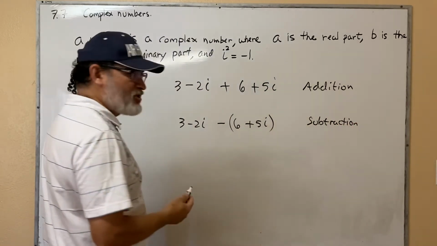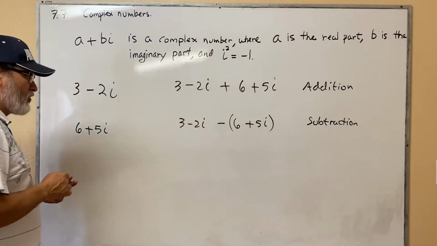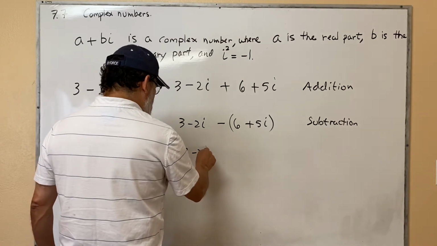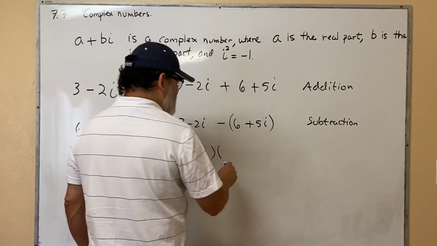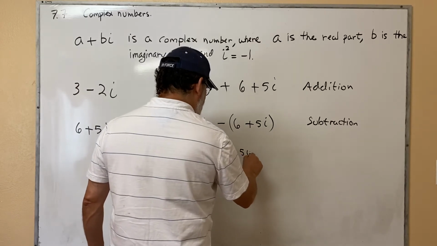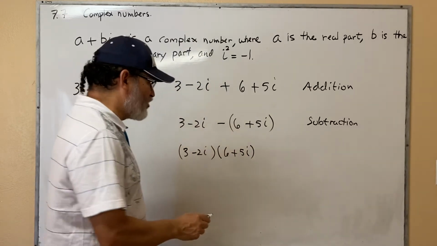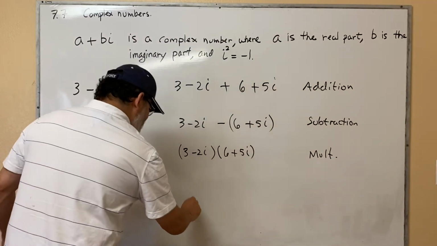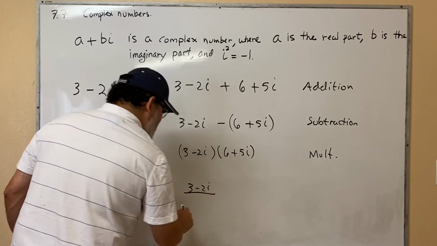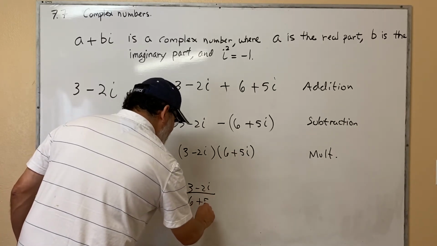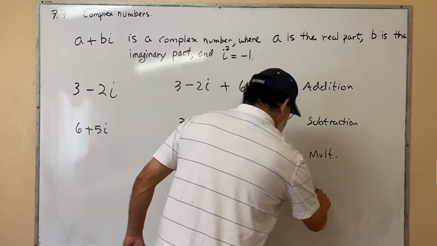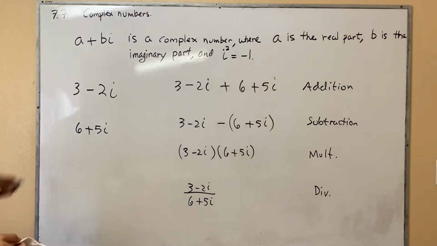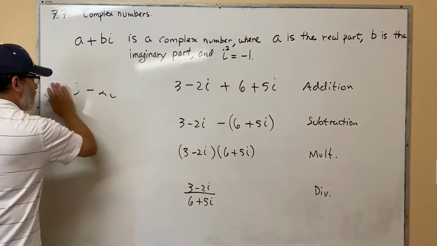Okay, multiplication. We can do multiplication too. 3 minus 2i times 6 plus 5i. This is multiplication. And we can also do division. 3 minus 2i divided by 6 plus 5i. Okay? This is division. All right? I'll erase this.